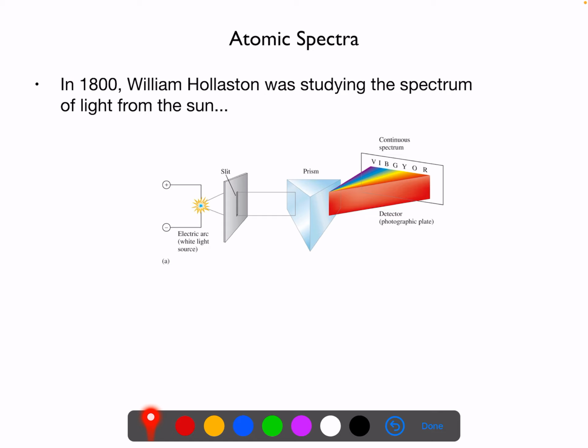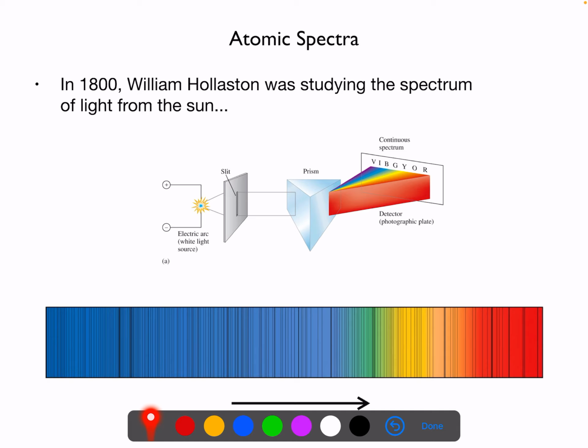So he was just looking at the light that comes from the sun. And as you probably know, if you take light from the sun and send it through a slit and a prism, and you've probably seen this many times, you get the colors of the rainbow. You're separating out the different wavelengths of light. The different wavelengths of light are deflected a different amount, and we get the rainbow that we see.